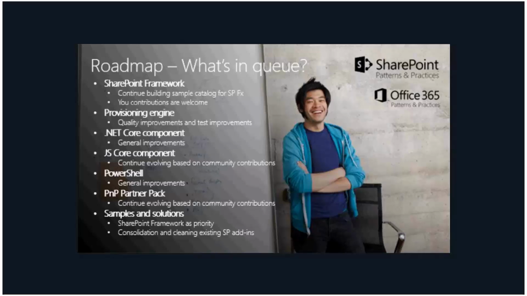We're not planning any massive changes for this month. We are obviously following up on the reported issues, but we're not, as an example, planning a new schema release or anything like that. The core component keeps on evolving, with PowerShell general improvements as well. The PnP Partner Pack continues evolving based on community input and contributions, and there were great discussions around the PnP Partner Pack, as an example, at Ignite, well, the week before last in Atlanta.